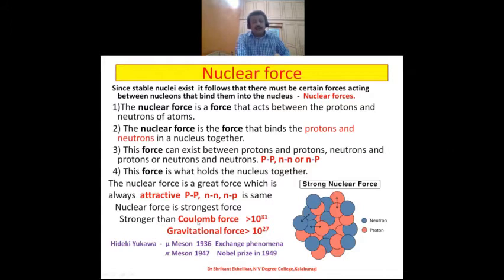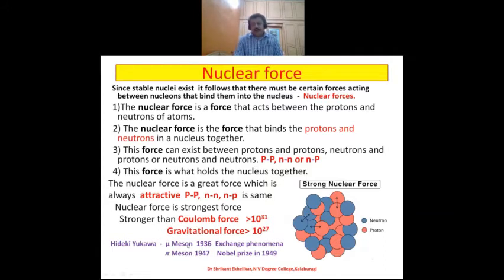This nuclear force was first discovered by a Japanese physicist, Hideki Yukawa, in the year 1936, wherein he first discovered a new particle, the meson, mu meson, in the year 1936. And what Yukawa said, which we will be seeing in the subsequent slides, is that the nuclear force, so we know from our basic knowledge of physics, that for every force there must be an origin.